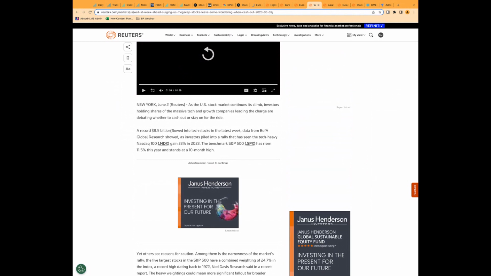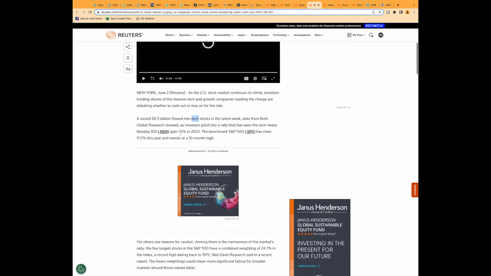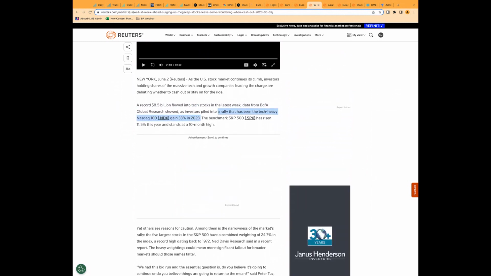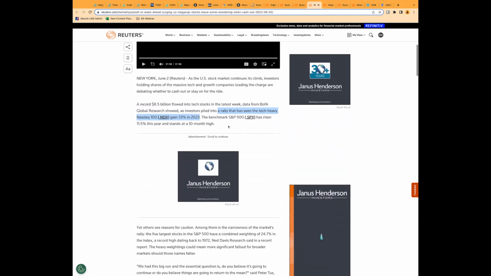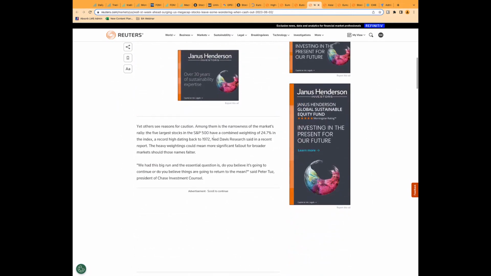Okay, the worry here is, look, a record 8.5 billion flowed into tech stocks in the latest week, data from the Bank of America Global Research. So a lot of it's going into tech, okay? And then also looking here, look, into a rally that's seen the tech-heavy NASDAQ gain 33% in 2023. That's a big return compared to the S&P's 11.5%, okay? But then also in here, look at the breadth. Yeah, obviously reason for caution.